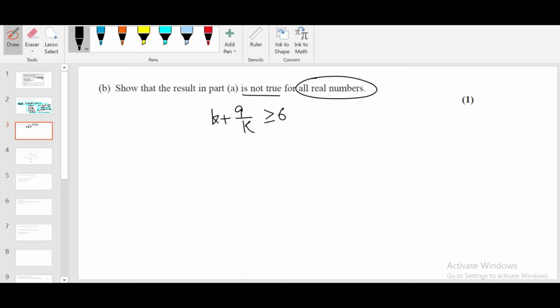So if you try to substitute a negative number, replace k by negative 1 for example, you will get negative 1 plus 9 over negative 1, which is minus 10, and this is not greater than or equal to 6. Not correct, right? Because minus 10 is smaller than 6. So that's it. Just one more question.